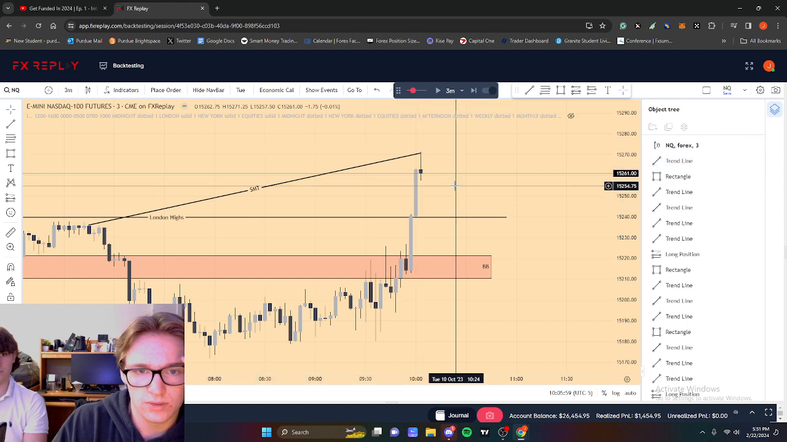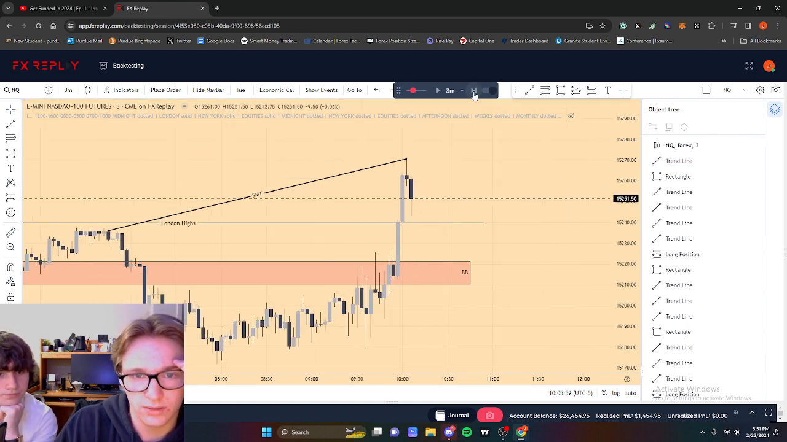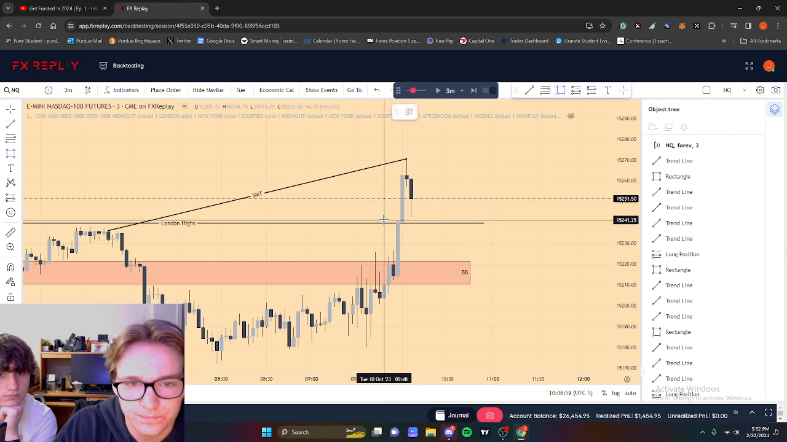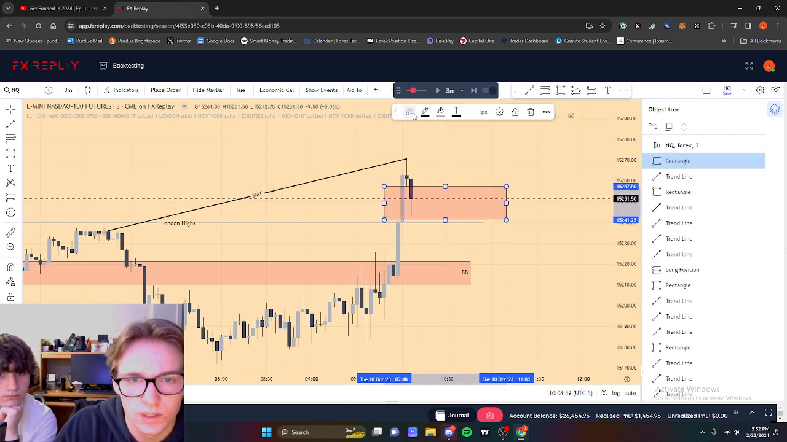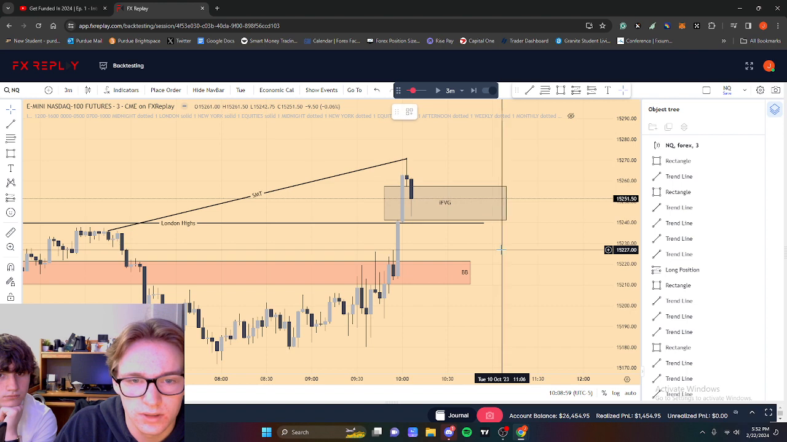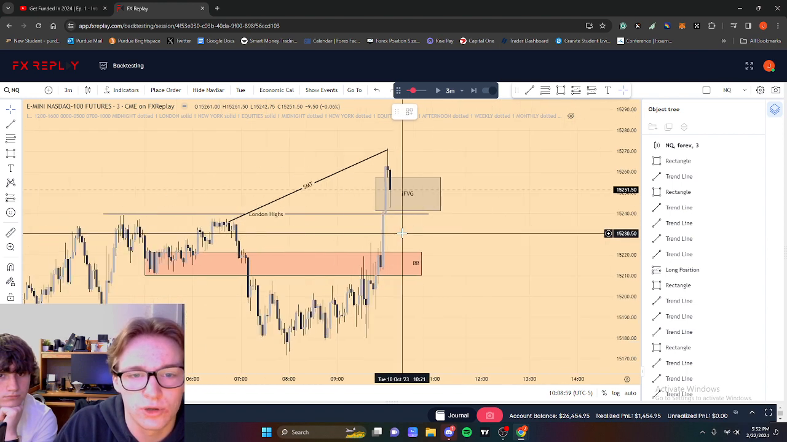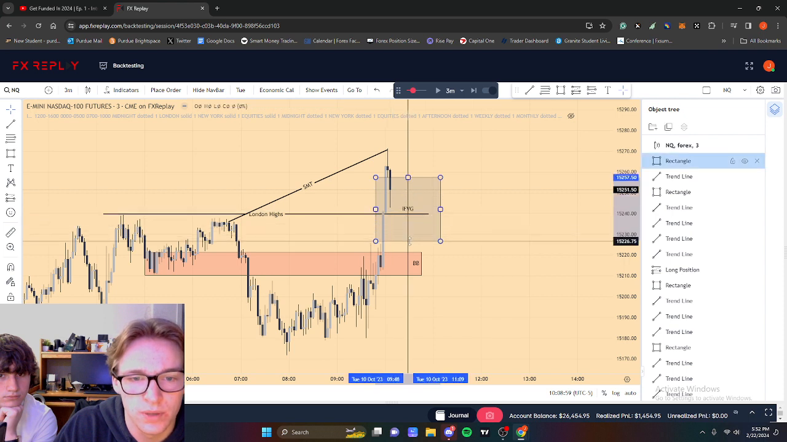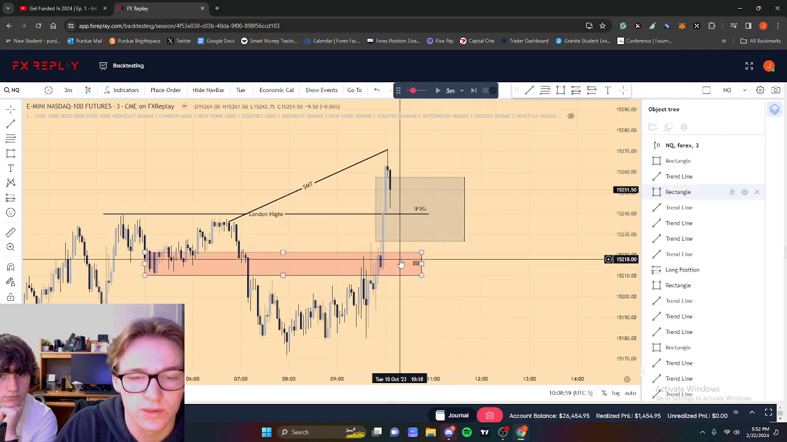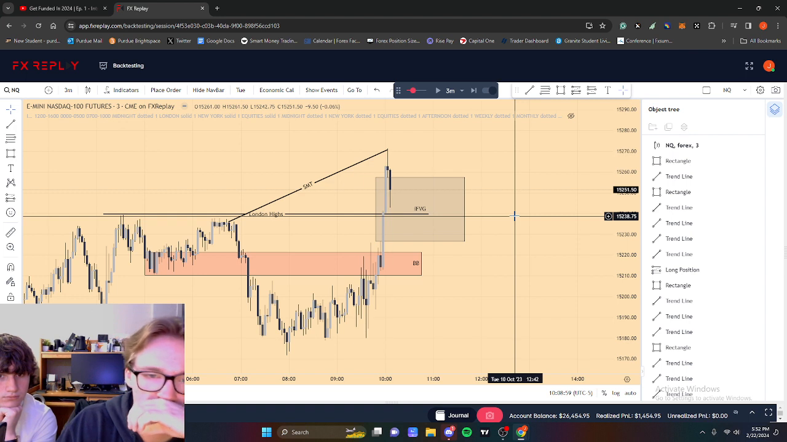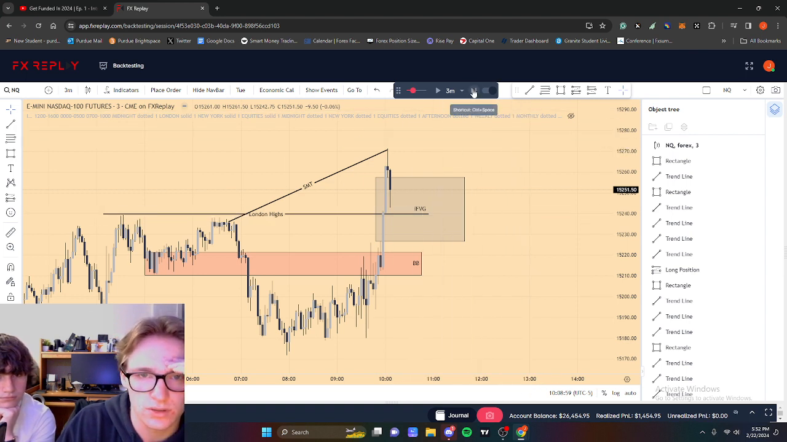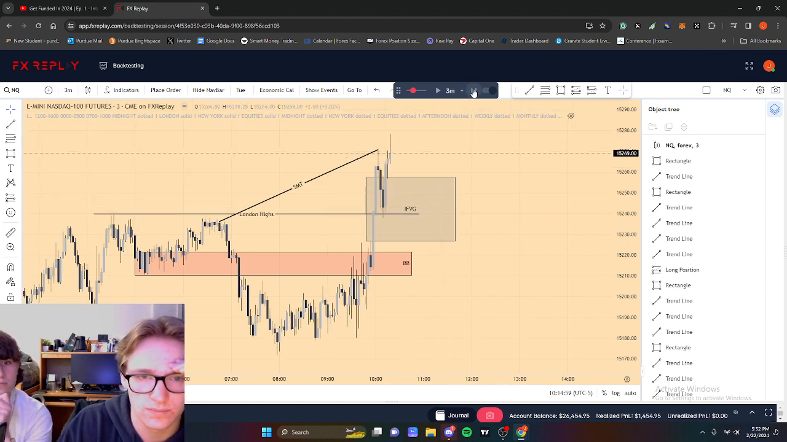So what we can do now is mark out a 3-minute inversion fair value gap. As we can see, we have an IFVG right here. We also would have one right here. I'd honestly want to see a close below both of these before I would enter, just because we had the breaker block right there, and it would just be more confluence for us. So we'll see what happens.